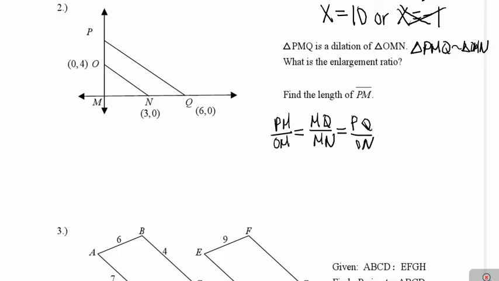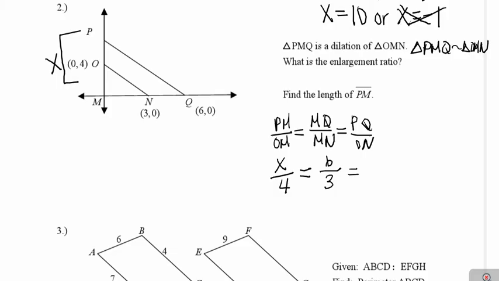After I set up that extended proportion, let's go ahead and fill in what we know. And because we don't know what PM is, I'm going to just call that x. OM is 4. MQ would be 6. MN would be 3. And we don't know anything about PQ or ON, so I'm just going to leave those blank.